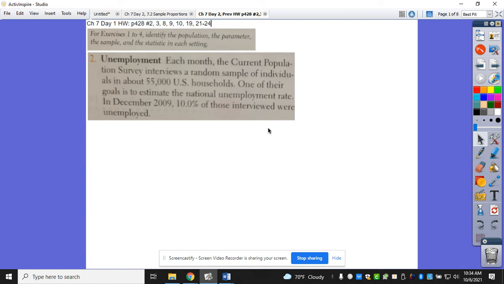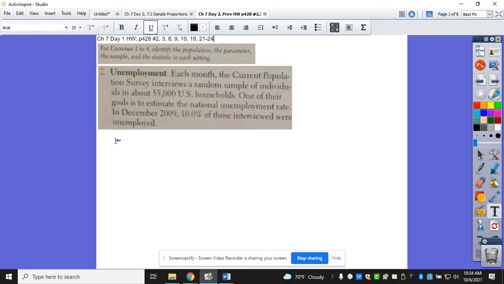So homework from yesterday. Identify population, parameter, sample, statistic. For number 2, the population is very straightforward here. Was anyone lost on this one? What is your population?